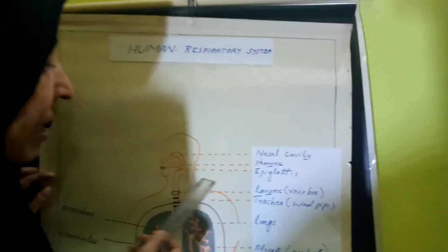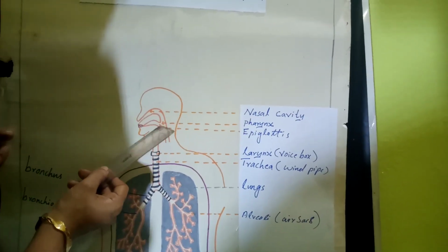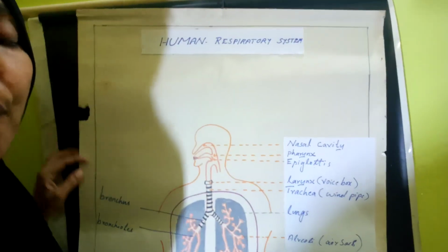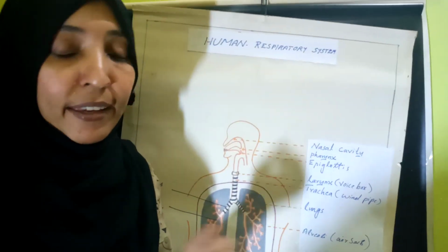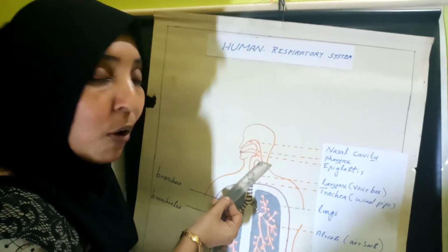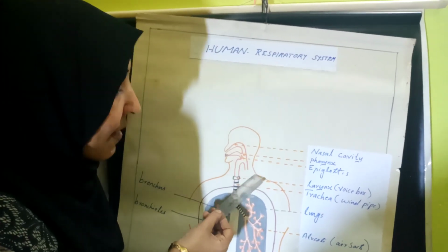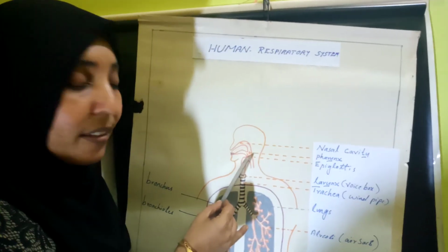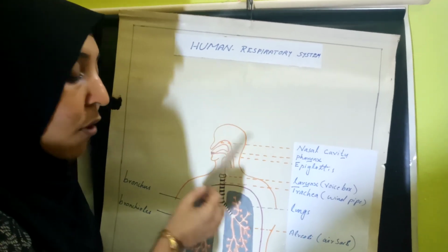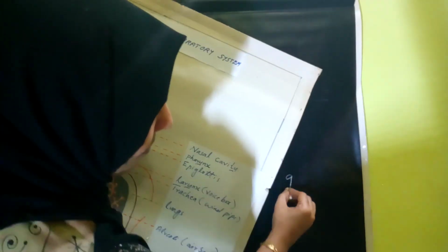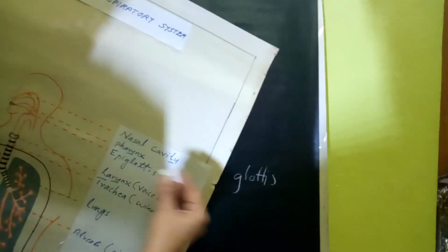The nasal cavity opens to a small funnel-shaped or conical area. This is called the pharynx. The pharynx is the common place for food and air. So the pharynx has two openings. One opening is towards the food pipe or esophagus, and the other one is towards the windpipe or trachea. Near the opening towards the windpipe, we can see an opening usually known as the glottis. Glottis is the opening towards the windpipe or trachea.